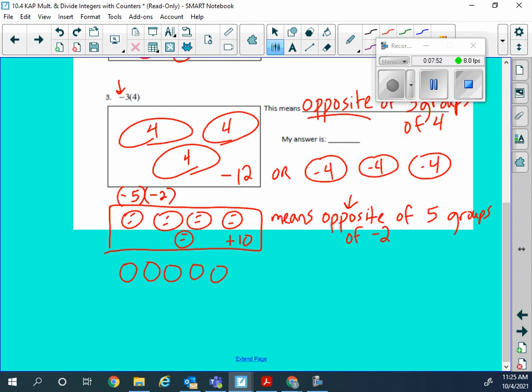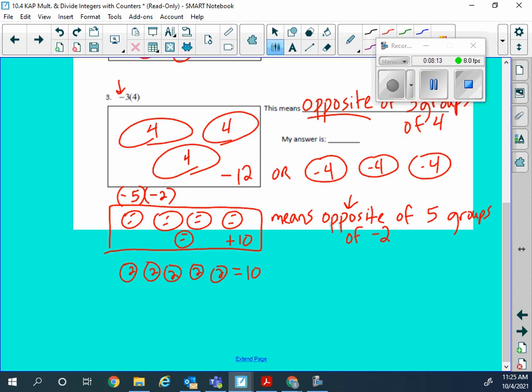What? If I'm doing the opposite of 5 groups of negative 2, then that really means 5 groups of 2, which would still be 10. Does that make sense, you guys? Yes. Okay. Questions so far on multiplication?